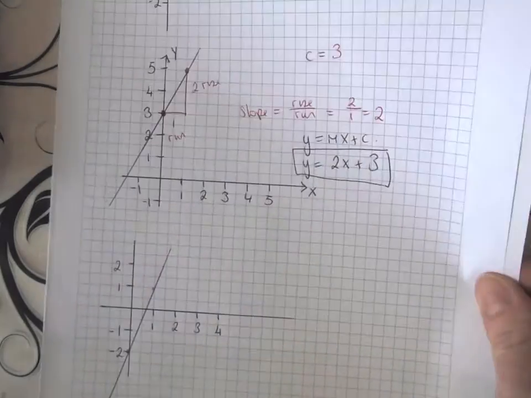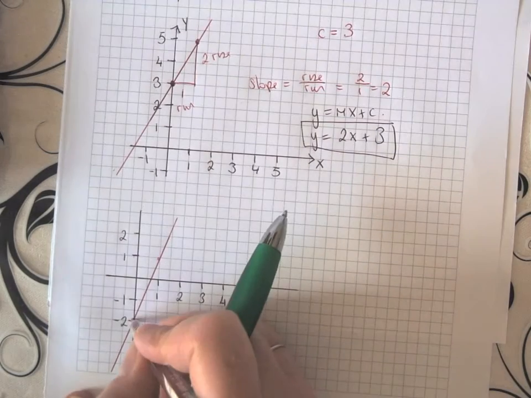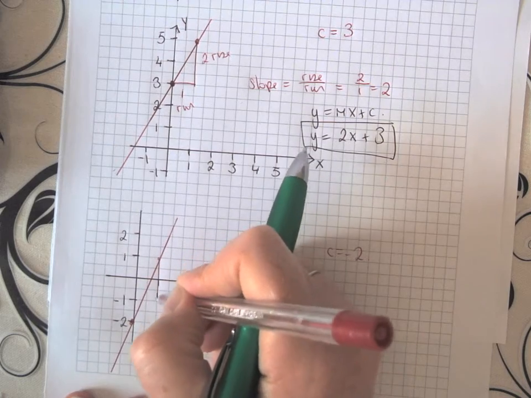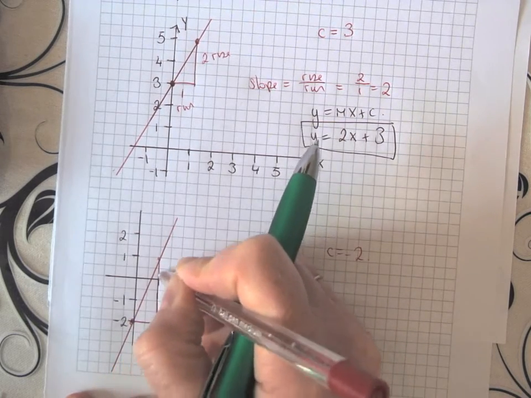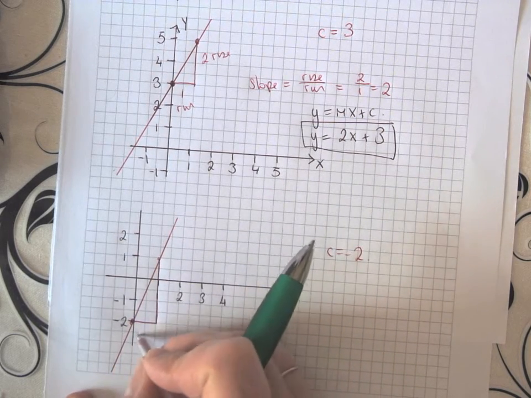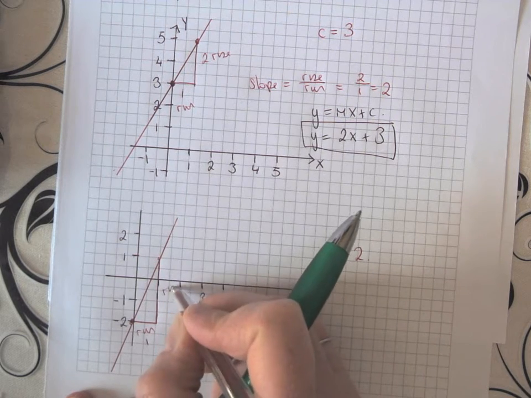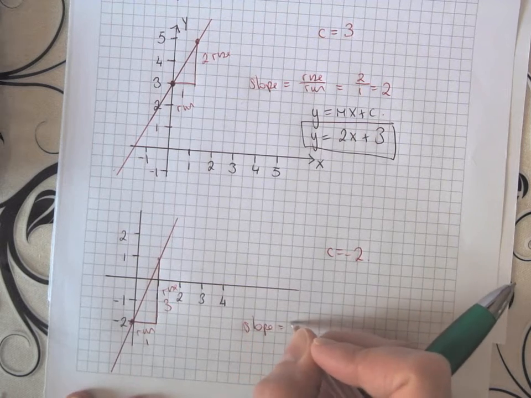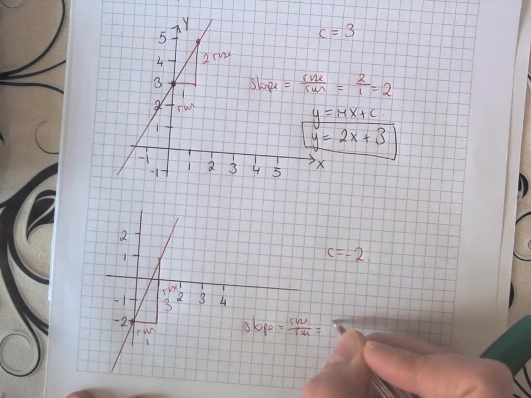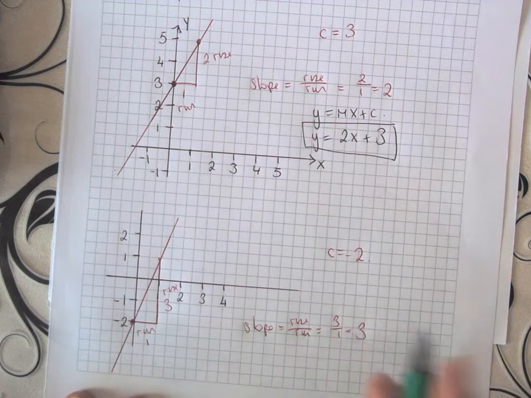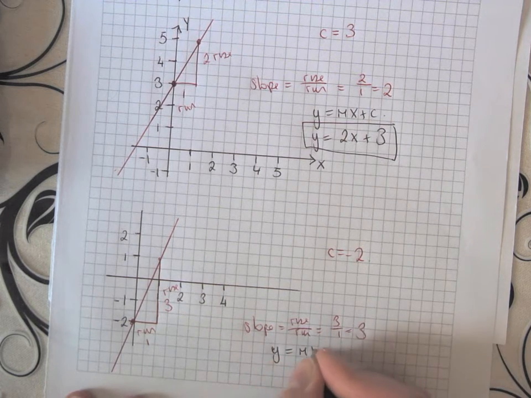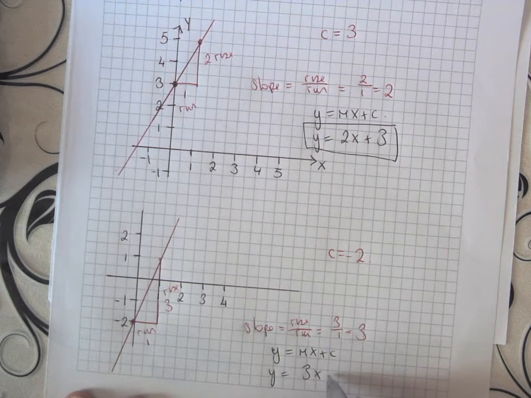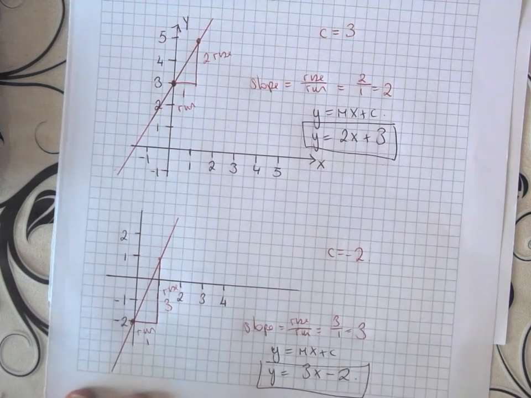Alright, and just one more. My y-intercept here is minus 2, so c is minus 2. Again, make a triangle somewhere on the line. This is my run, it's 1. This is my rise, it's 1, 2, 3. So slope equals rise over run, 3 over 1, which is 3. So y equals mx plus c, so y equals 3x minus 2. And that's your equation of your line for that one.